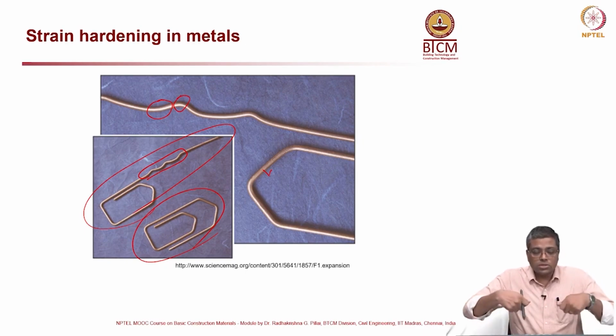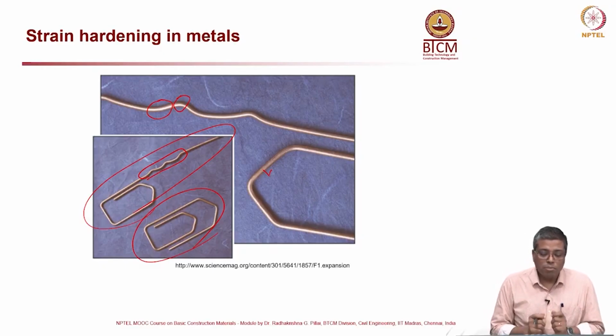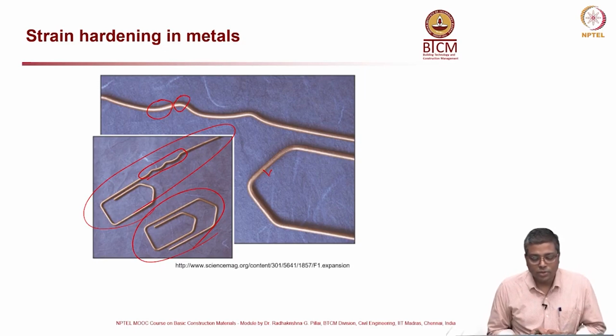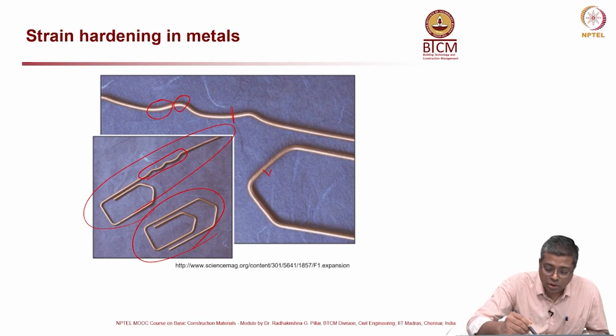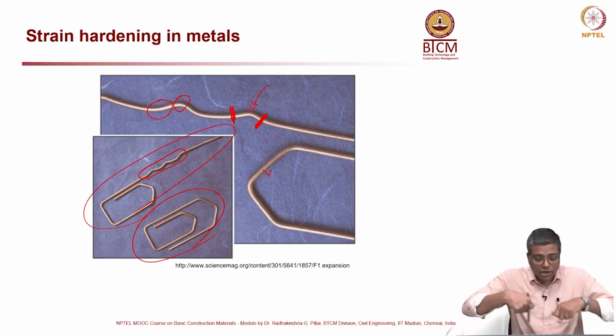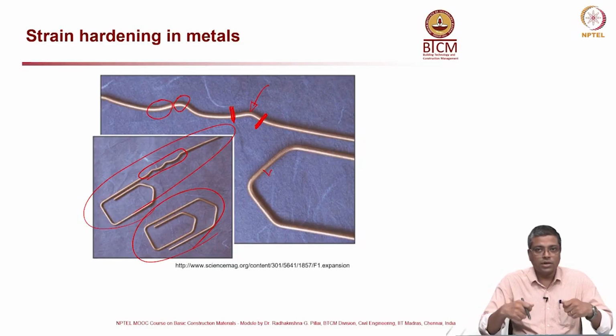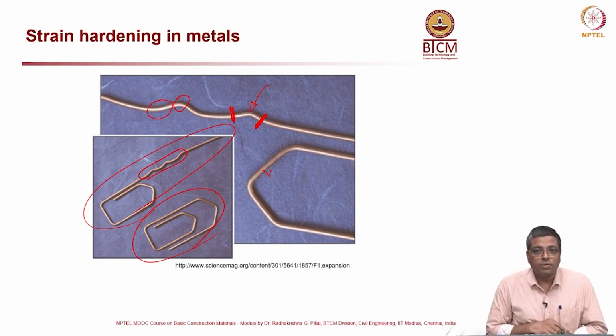So, when you try to straighten it, the bent portion is not getting straight, but the point adjacent to that is getting straightened, because the points adjacent to that are stronger. In other words, this point and this point are weaker than this point which is already bent. So, the bent point does not get straightened that easily.